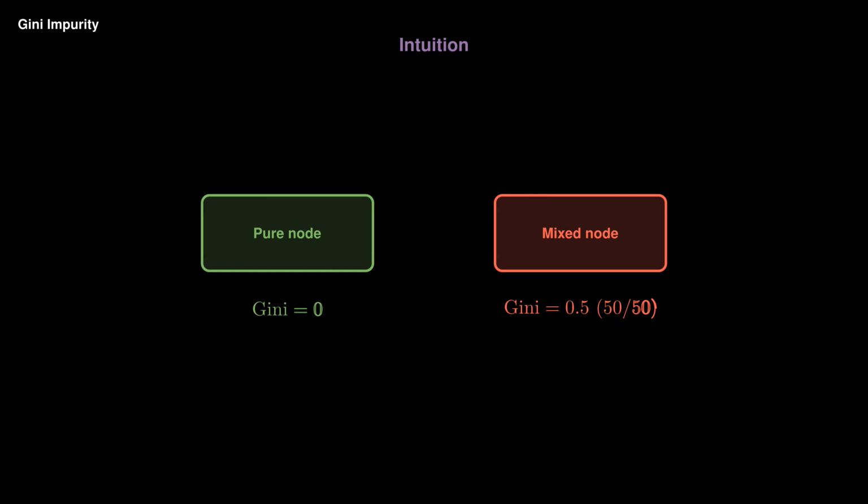Here's the intuition. If you randomly label a sample using the class proportions, Gini is the probability of being wrong. A pure node, Gini is 0. A 50-50 binary split, Gini is 0.5. That's the maximum for a two-class problem.